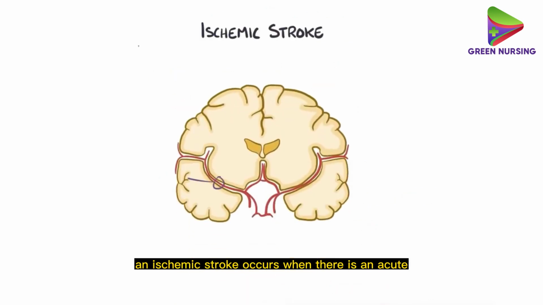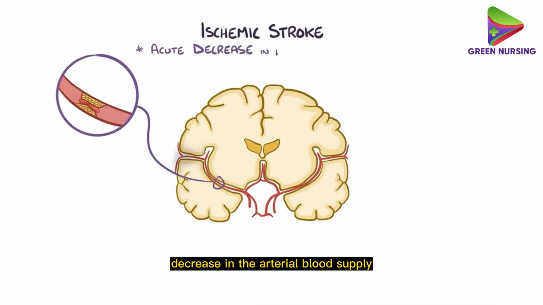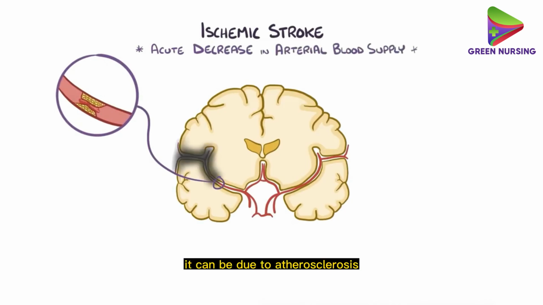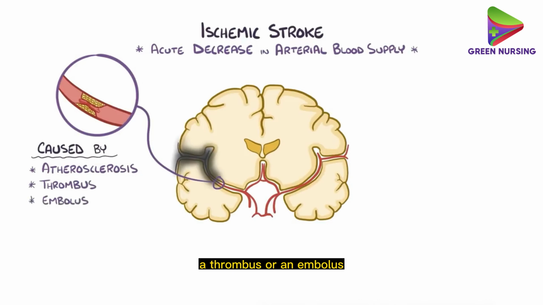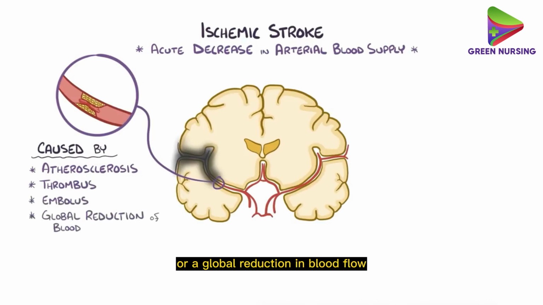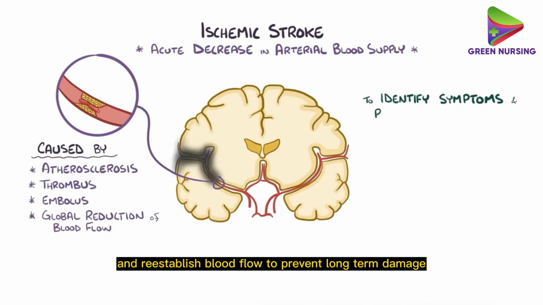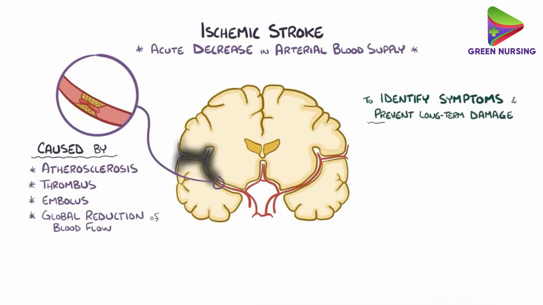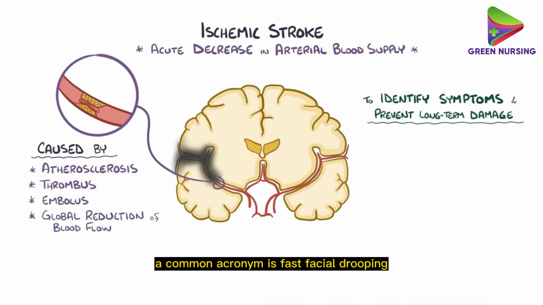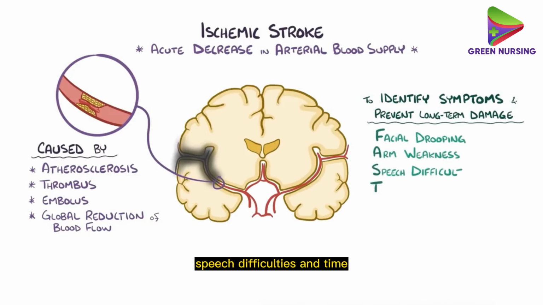Okay, as a quick recap, an ischemic stroke occurs when there is an acute decrease in the arterial blood supply. It can be due to atherosclerosis, a thrombus, or an embolus, or a global reduction in blood flow. The goal is to identify symptoms and re-establish blood flow to prevent long-term damage. To remember this, a common acronym is FAST: facial drooping, arm weakness, speech difficulties, and time.